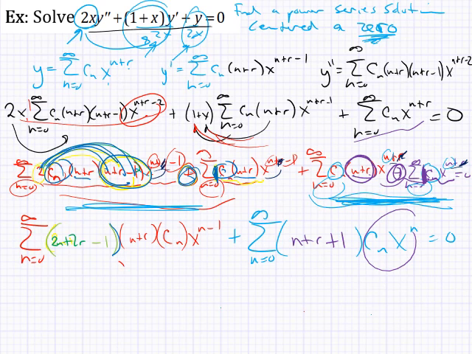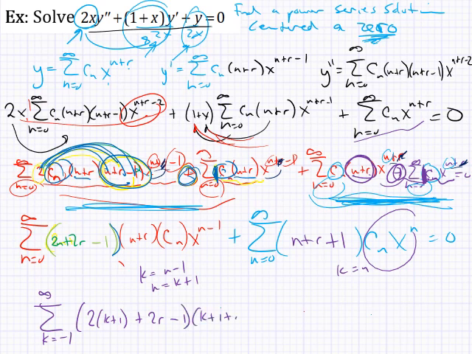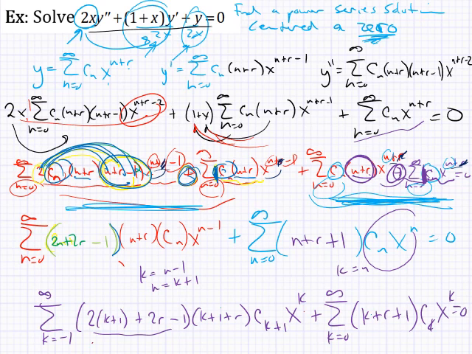So the next thing to do is to go to k. In this case, k equals n minus 1. Here, k equals n. n would equal k plus 1. So I would get the sum of k equals negative 1 to infinity of (2 times k plus 1 plus 2r minus 1), (k plus 1 plus r), c sub k plus 1, x to the k, plus the sum of k equals 0 to infinity of (k plus r plus 1), c sub k, x to the k. And this together could give me 2k, and the minus 1 would be 2r, and this would give me plus 1. That would be what this piece equals.